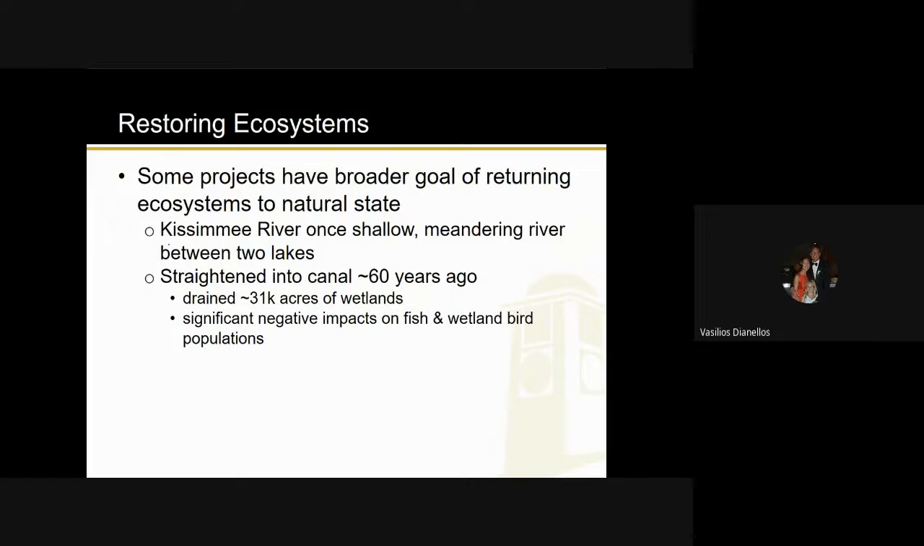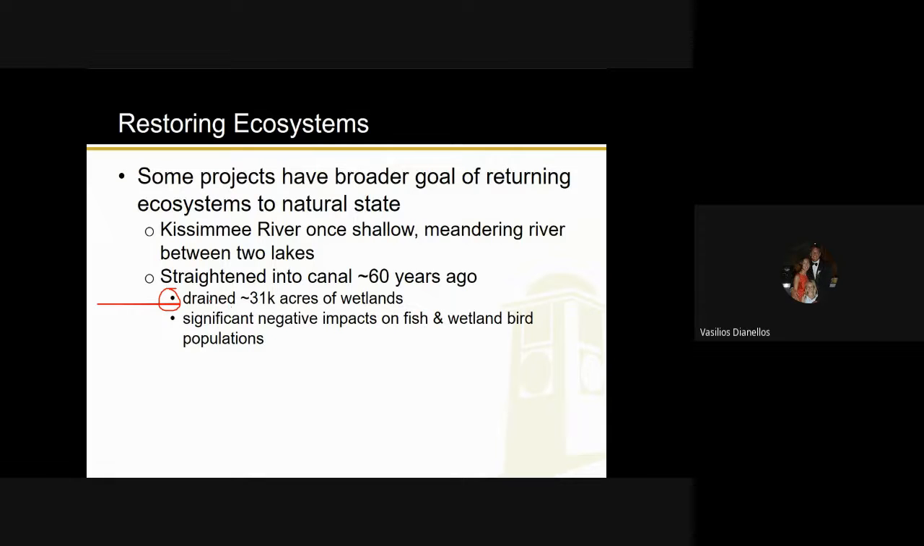And your book uses an example of the Kissimmee River in Florida. And I'm familiar with this because I'm from down there. The Kissimmee River used to be a very shallow, slow, meandering river that connected two lakes. But what happened is humans needed that. And they said, hey, this is a good idea. We need this waterway. Let's turn this into a canal so we can move stuff back and forth. That would be very useful for us. That happened about 60 years ago. And to do that, humans had to drain about 31,000 acres of wetland.